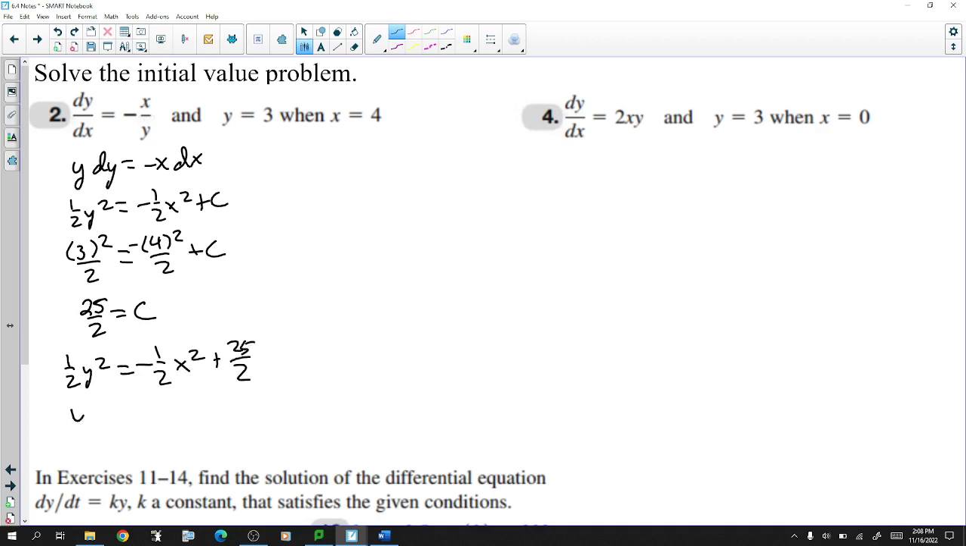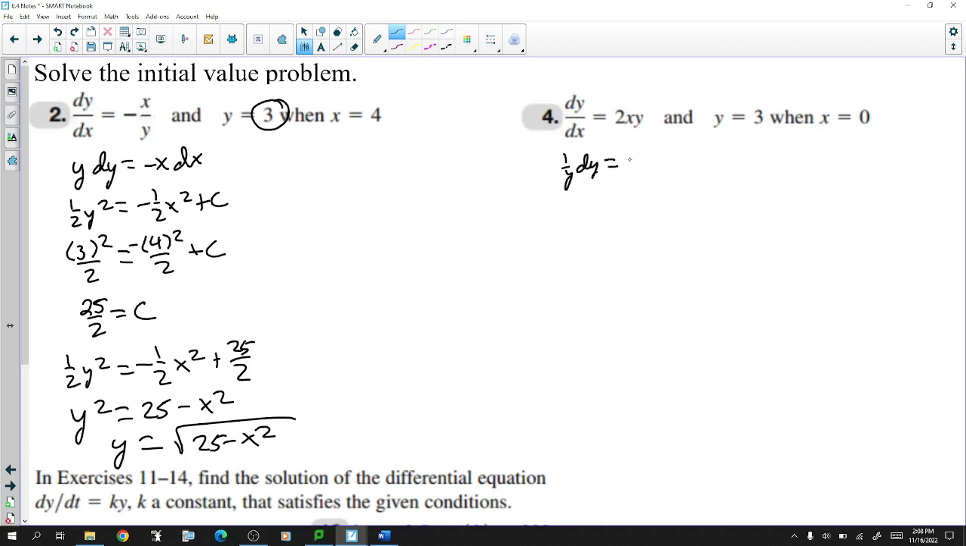Let's multiply everything by 2. That's 25 minus x squared. And then we want positive square root of 25 minus x squared, because y is positive. That's the top half of the circle. If that would have been negative 3, we would put a negative out in front of the radical because that would be the bottom half of the circle.